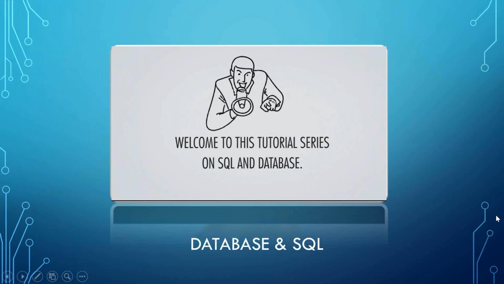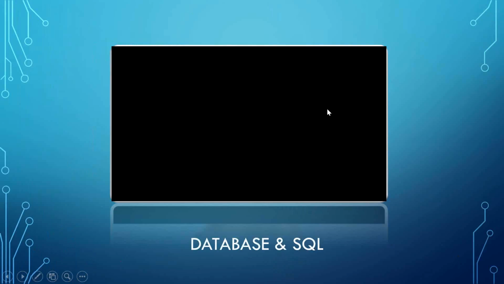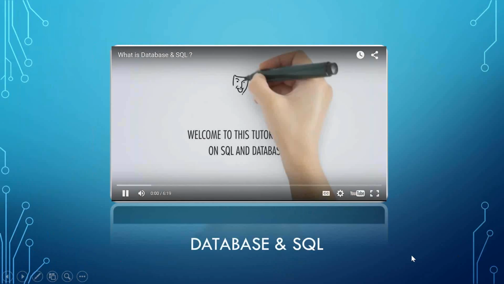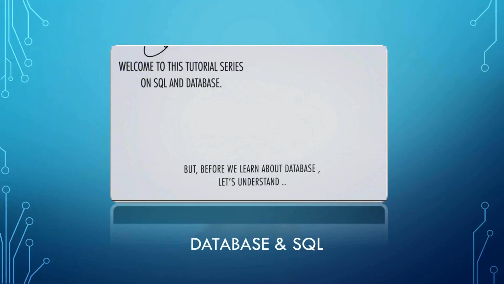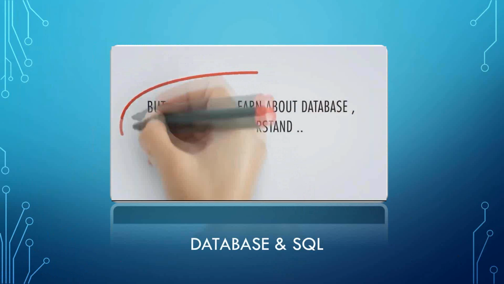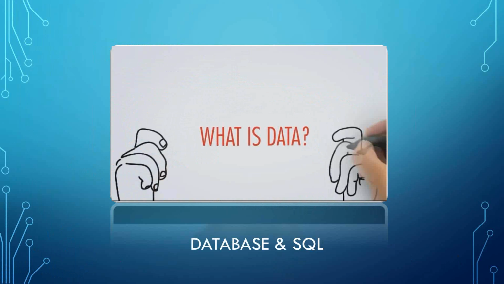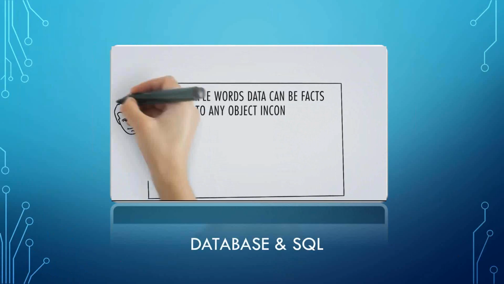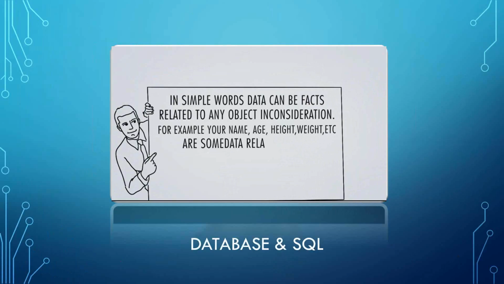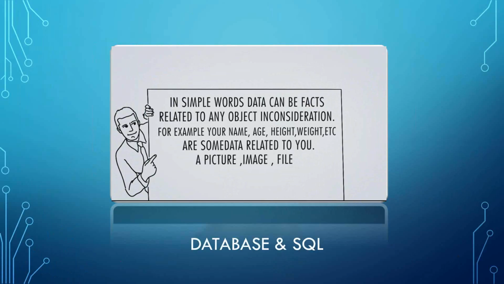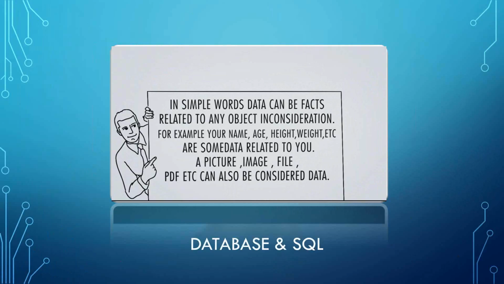Welcome to this tutorial series on SQL and database. But before we learn about database, let's understand what is data. In simple words, data can be facts related to any object in consideration. For example, your name, age, height, weight, etc. are some data related to you. A picture, image, file, PDF, etc. can all be considered data.